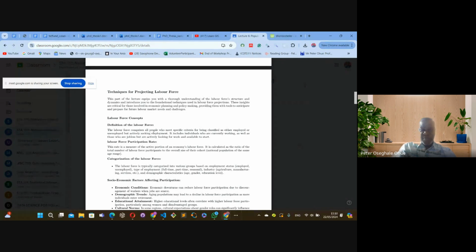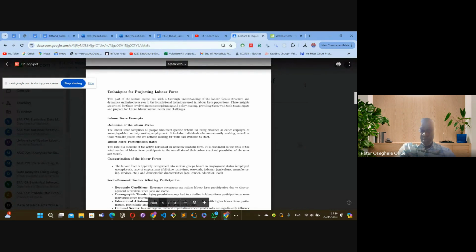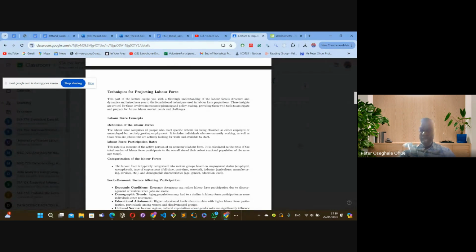So we want to define the labor force. The labor force comprises all people who meet specific criteria for being classified as either employed or unemployed, but actively seeking employment. So, interesting definition. The labor force is not just all the people that are employed. It's the people that are in that category of being employable.